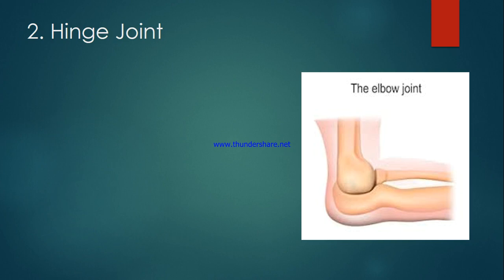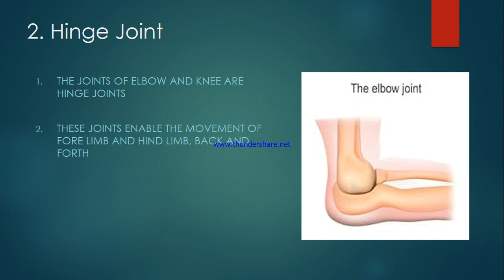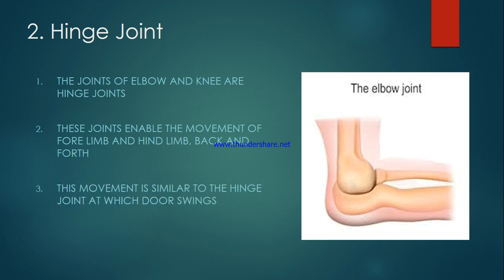The next freely movable joint is hinge joint. The joints of elbow and knee are hinge joints, and you can easily observe the hinge joint in the given diagram. These joints enable the movement of forelimb and hind limb back and forth. This movement is similar to the hinge joint at which a door swings.